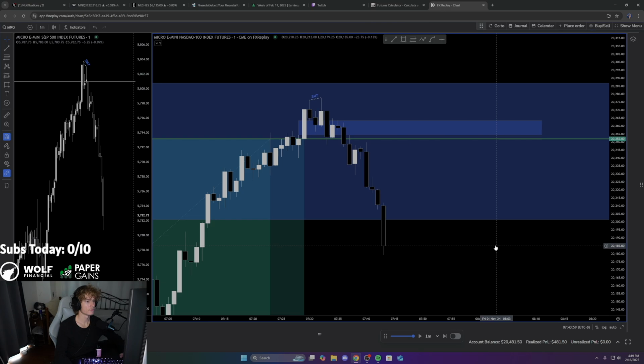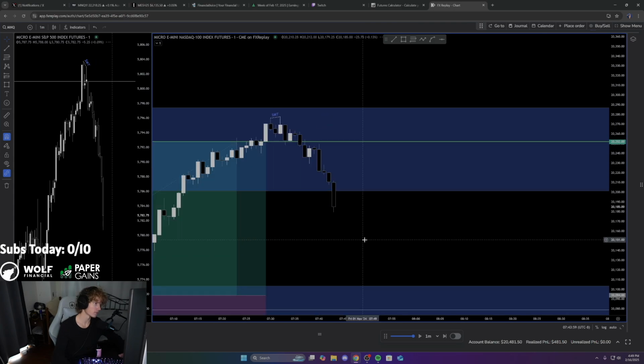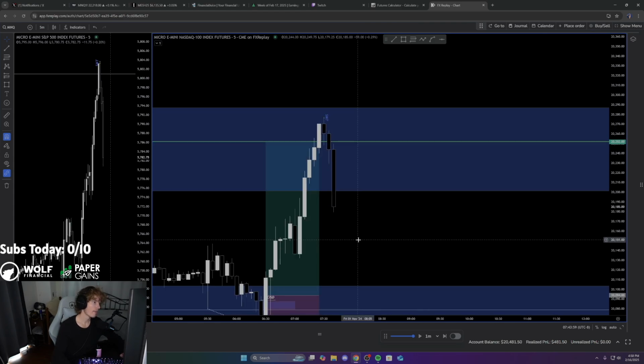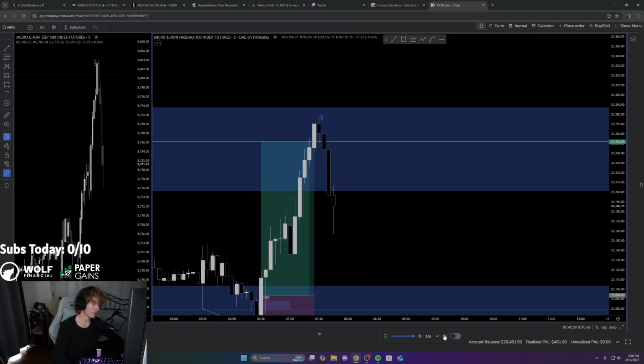Inversion. The inversion was not super clear. You probably wouldn't have gotten tapped in on something like this. Nothing super clear quite yet. I probably wouldn't have done anything here.